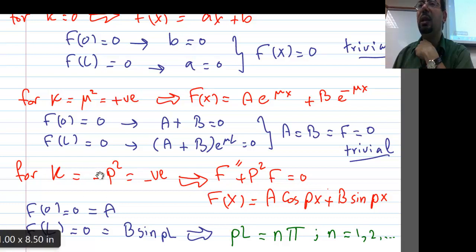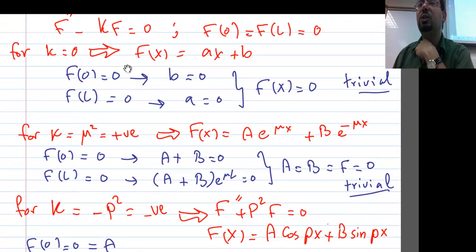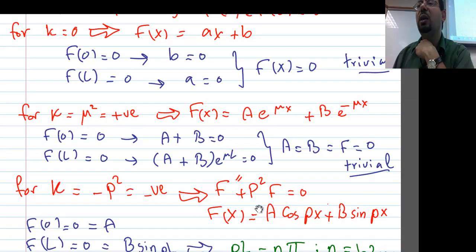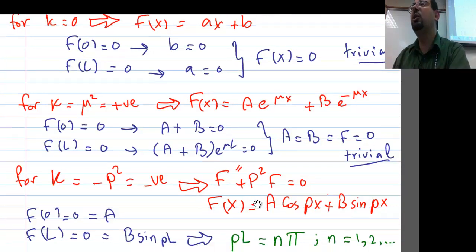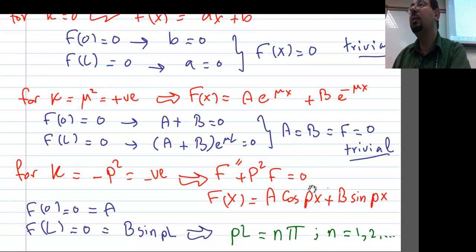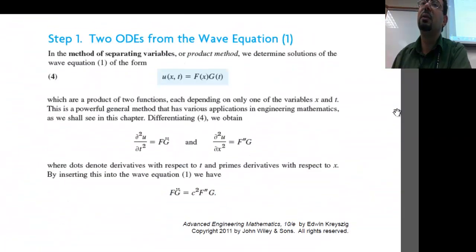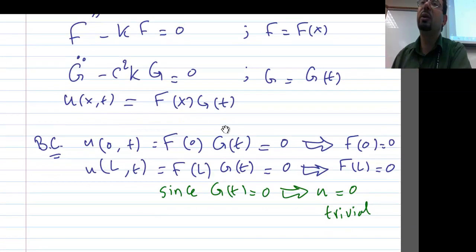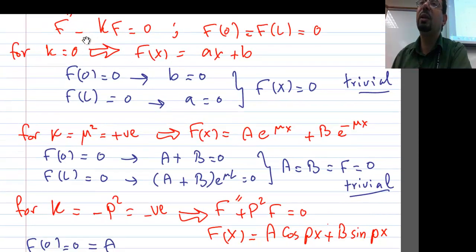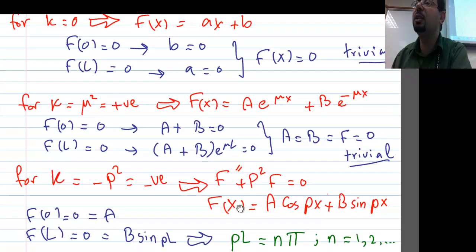Right? Basically, if you put k here as minus p squared, then this is the equation that you are solving. And so this one is different. Sorry. Well, we can just look here. This one is different from this. This one has this solution, but that one had that solution.